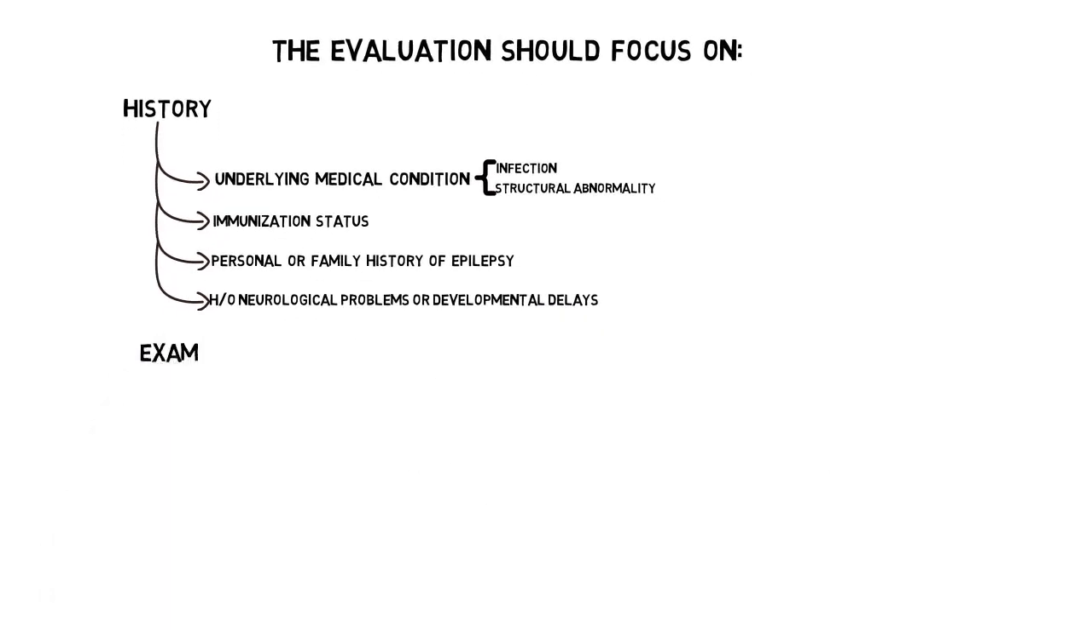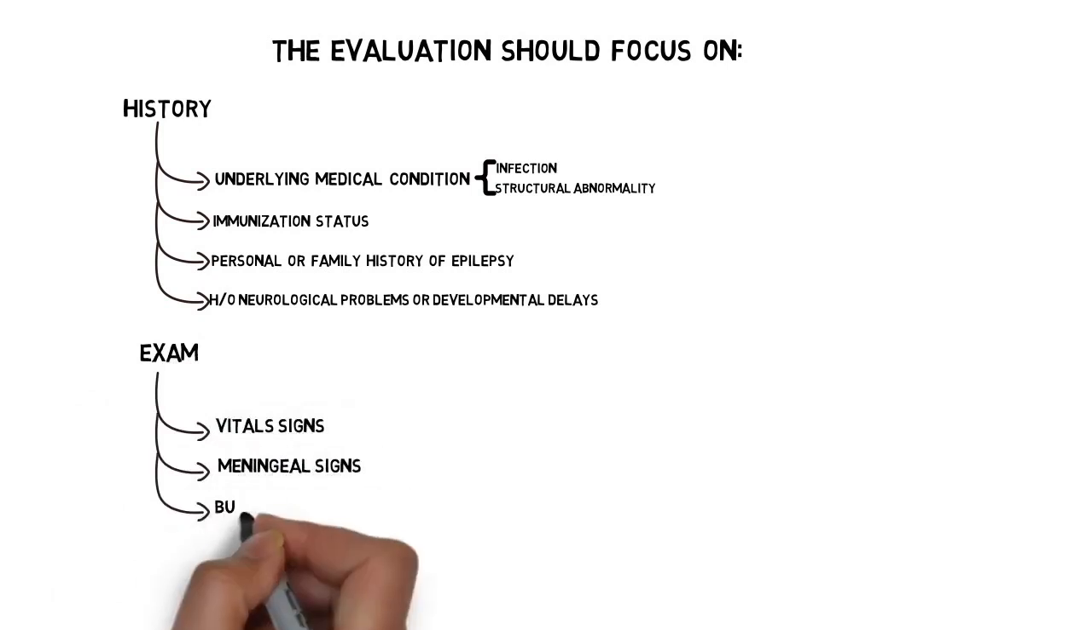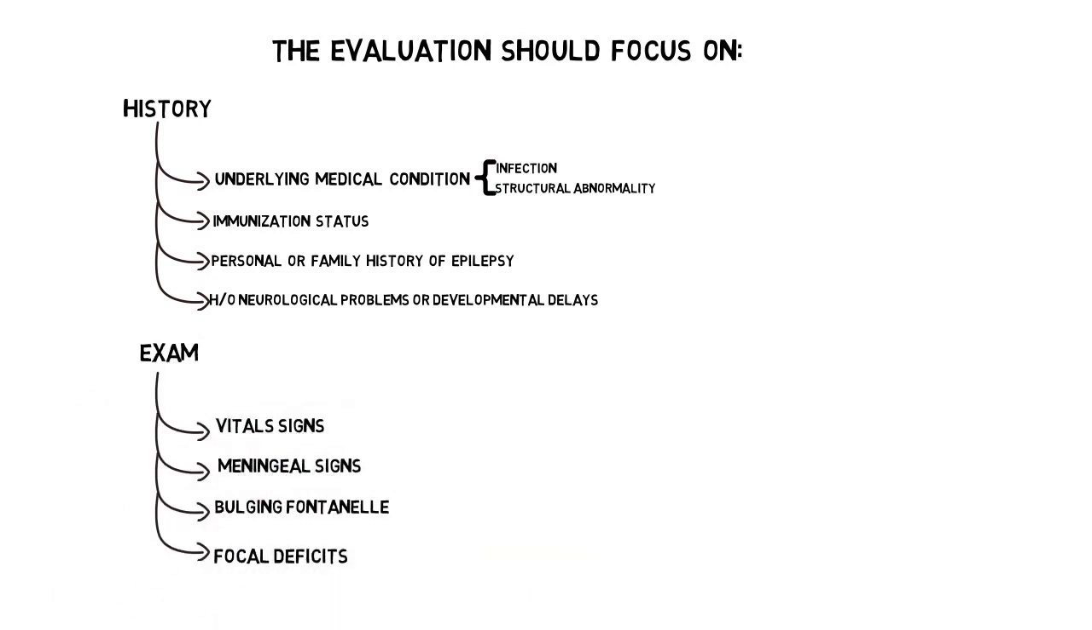On exam, pay attention to vital signs, meningeal signs, a tense or bulging fontanelle, and focal differences in muscle tone, strength, or spontaneous movement. Any of these signs should prompt consideration of an alternative etiology, such as meningitis or an underlying structural abnormality. Also, very important is level of consciousness. Post-ictal drowsiness usually resolves within 5 to 10 minutes. Encephalopathy beyond this time period should prompt increased suspicion for possible neurologic infection or a severe systemic infection or maybe an ongoing seizure activity.